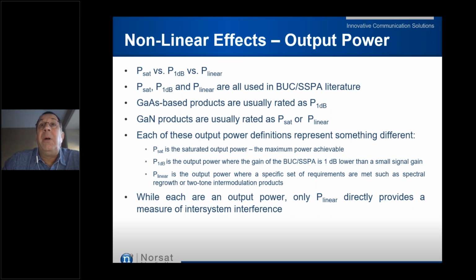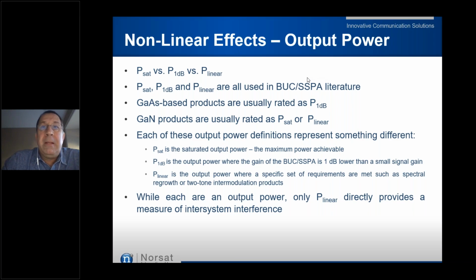Each of these power definitions actually means something different. PSAT is the saturated output power, and it's the maximum power that's achievable. Whether it's a GaAs product or a GaN product, PSAT is the maximum output power. Typically it's not usable power, because the gain starts to fall off on both GaN and GaAs products. You can't use all that power, but that is the actual power that's available. P1 dB is the output power where the gain of the amplifier is 1 dB lower than the small signal gain. So it gives an indication of starting to get into compression, but it's still usable power.